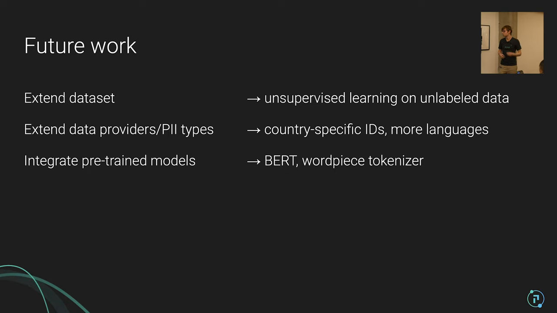You could also add more language support. Currently, English and German are supported. I did German mostly as a proof of concept, just because I know German. And you could also try out some different pre-trained models, which essentially means using an existing model online, using it as a baseline, and then training on top of it, so using its underlying text representation.